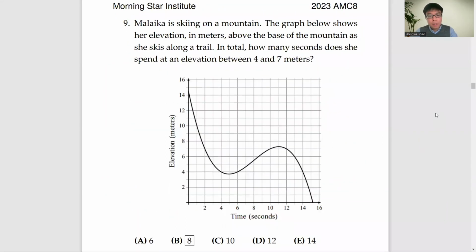Question 9. Malaika is skiing on the mountain. The graph shows her elevation in meters. Now the question is, in how many seconds does she spend at the elevation between 4 and 7 meters? Now let's mark out the elevation of 4 and 7 meters. 4 is here, 7 here. Now we check which part of the graph belongs to this range.